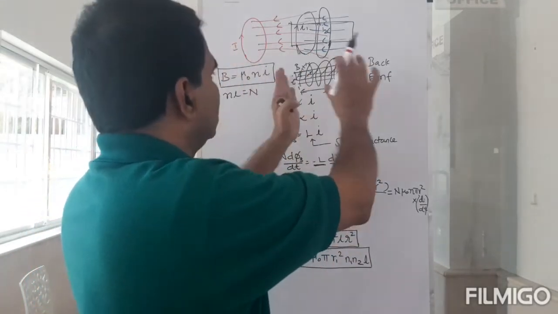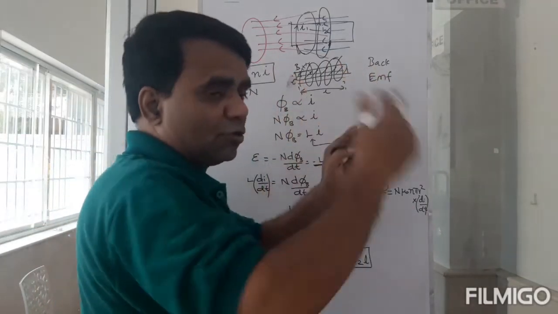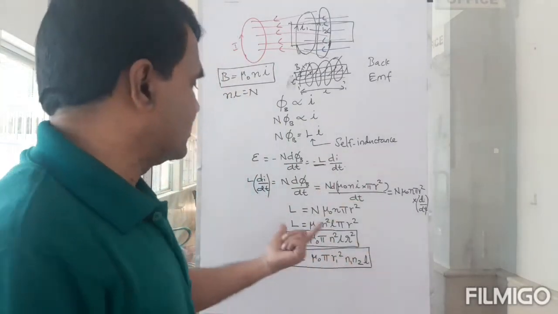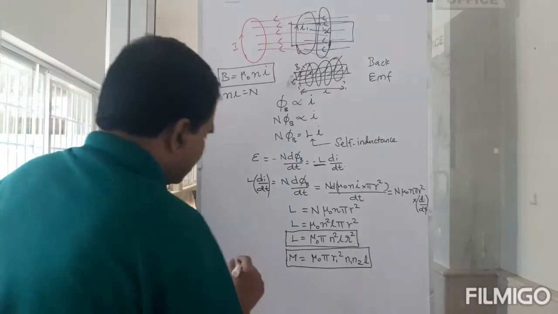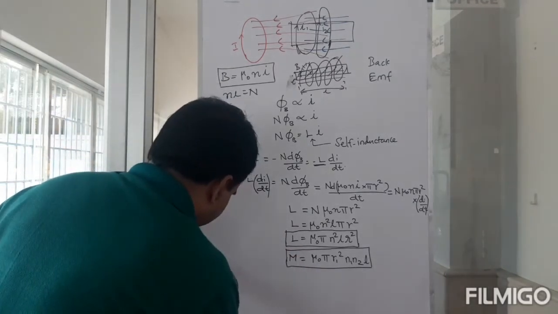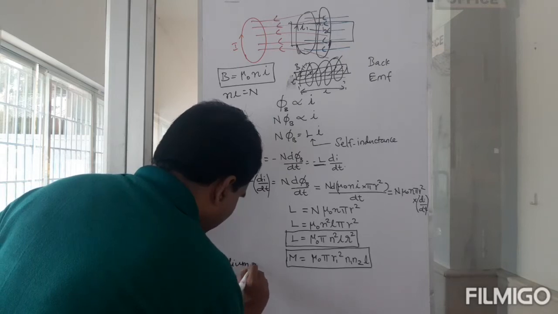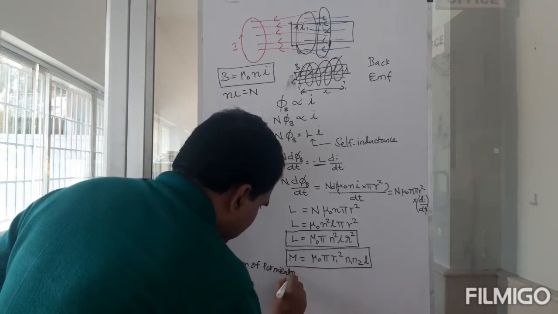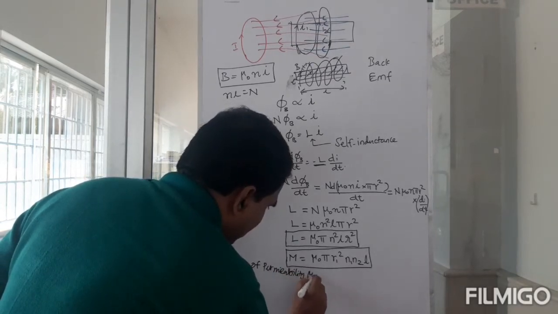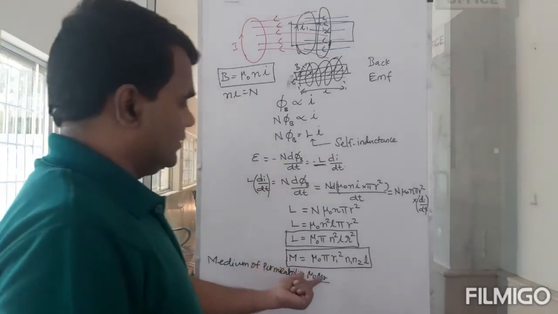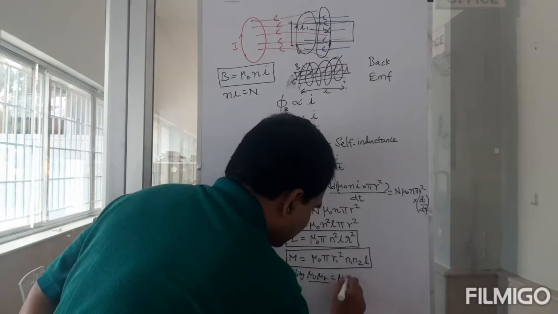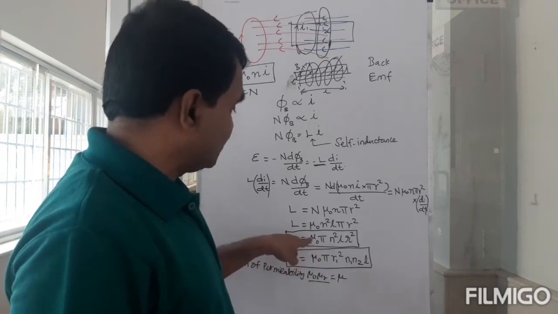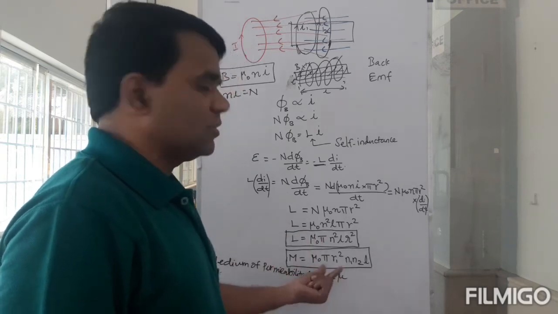If you have a medium around which you have wound this coil, then the permeability of that medium should also be considered when you write this equation. In that case, with a medium of permeability mu, where mu is mu naught mu R, instead of mu naught you have to put mu. So mu naught will become mu naught mu R.